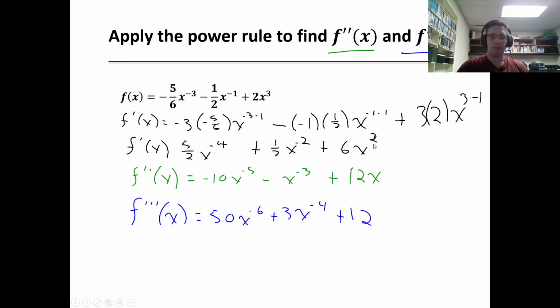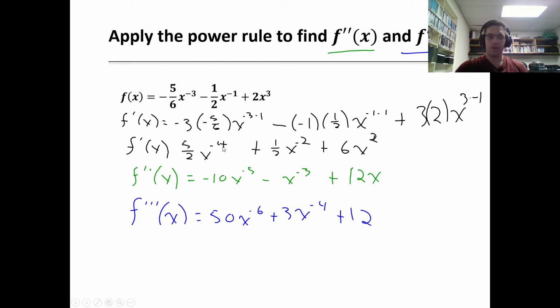And now, because we're going to find the double and triple derivatives, we're just going to leave these in power form. We're just going to leave them with x to the power of something because we want to do power rule again. So to find double prime, I'm going to do the exact same process with power rule. We're just going to start with f prime instead of starting with f. So multiply the 5 over 2 by the negative 4, and then subtract 1 from the exponent.